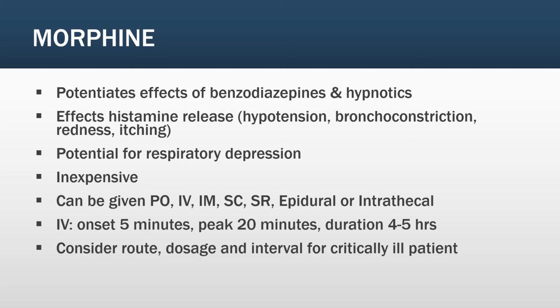Despite these adverse effects, it is widely used for acute pain because it is inexpensive and can be given via multiple routes. The most common dosing route in the ICU is IV, where the onset for morphine is about 5 minutes, it peaks in 20, and the duration is 4 to 5 hours. It's important, regardless of which analgesic you're using, to consider the route, dosage, and interval when treating critically ill patients' pain.